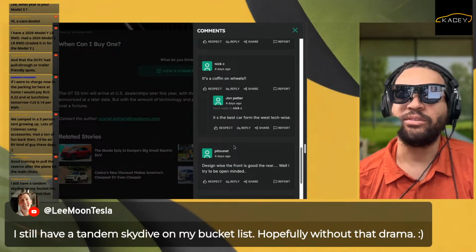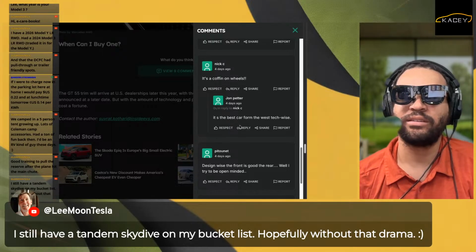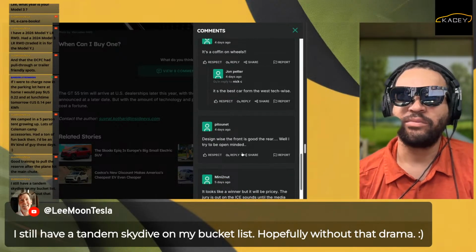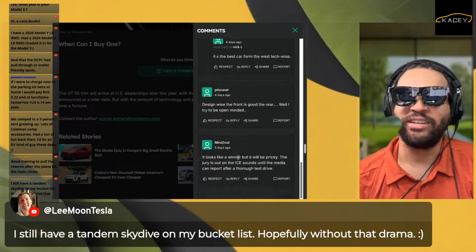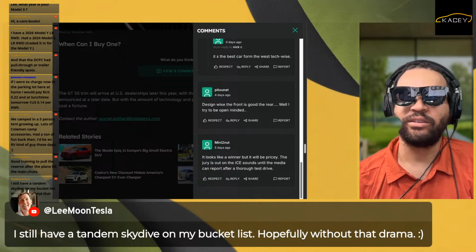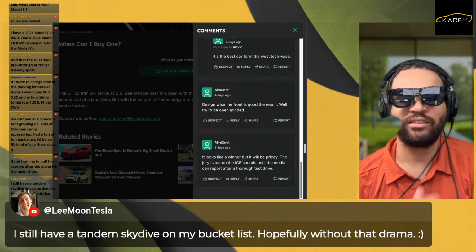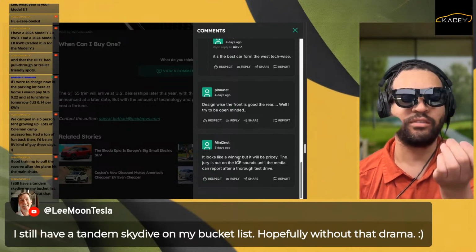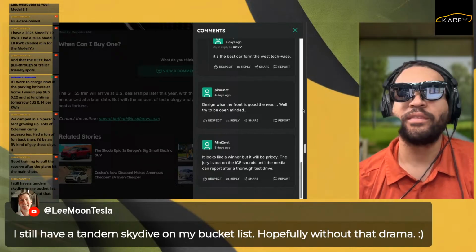It's a coffin on wheels. Why do you say that? It's the best car from the West tech-wise. Design-wise, the front is good, and the rear, well, I try to be open-minded. Yeah, there's a lot of cars where I like the back and I don't like the front, so I can feel you there. Looks like a winner, but it would be pricey. The jury's out on ICE sounds until the media can... Well, I mean, their target customer grew up with vroom noises, so it makes sense.